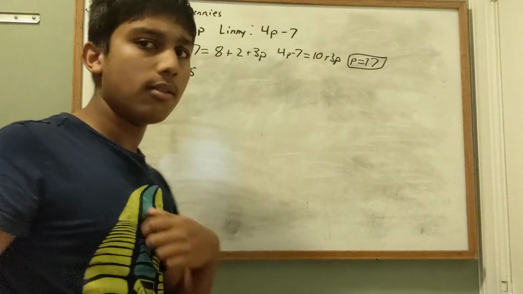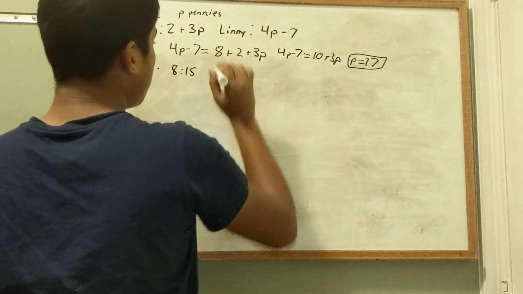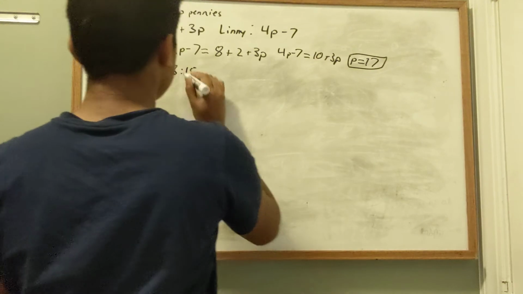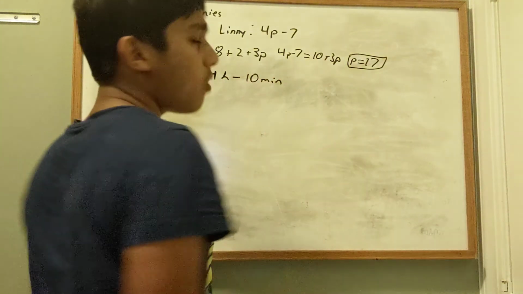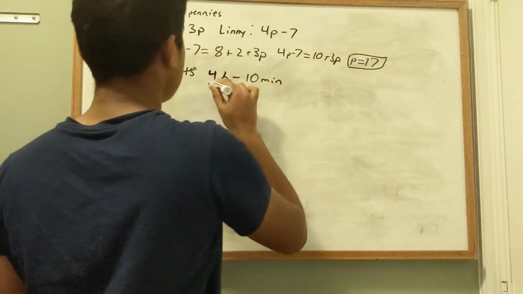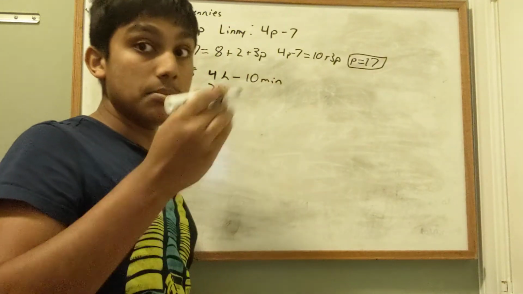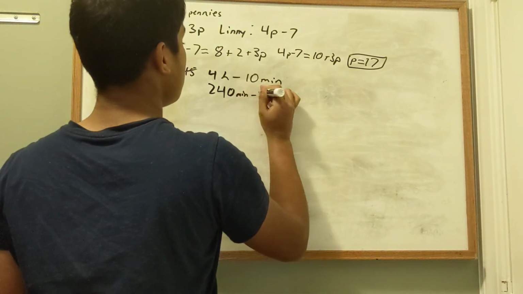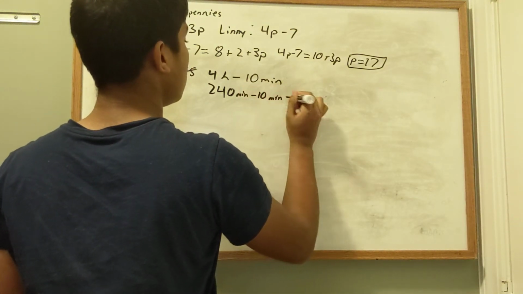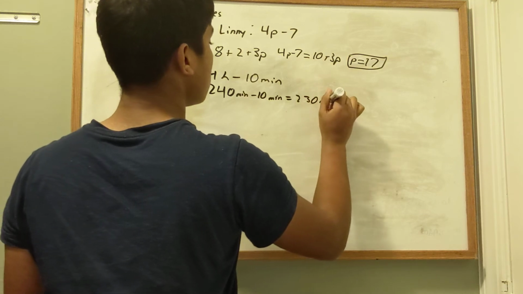But we want to know to 12:05, so it would be 4 hours minus 10 minutes. 4 hours is just 240 minutes, because 4 hours times 60 minutes per hour. So 240 minutes minus 10 minutes equals 230 minutes.